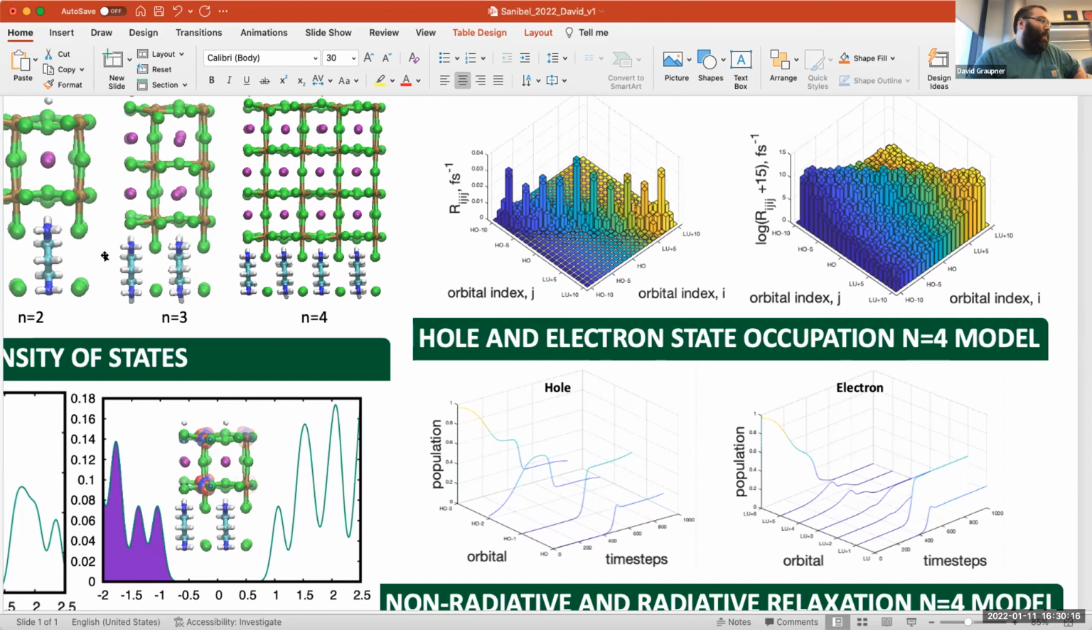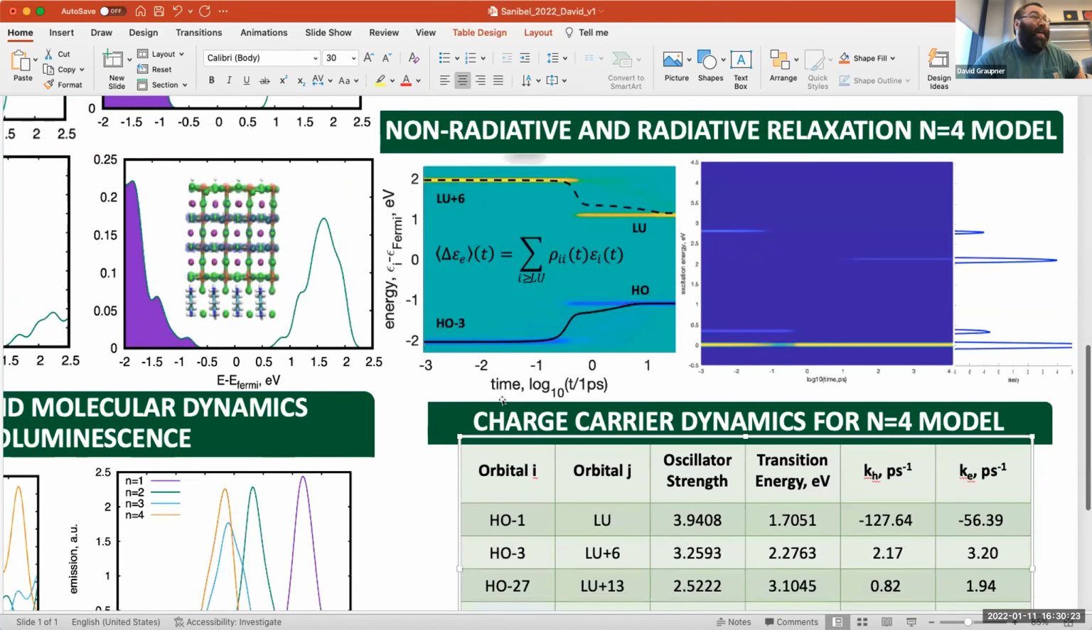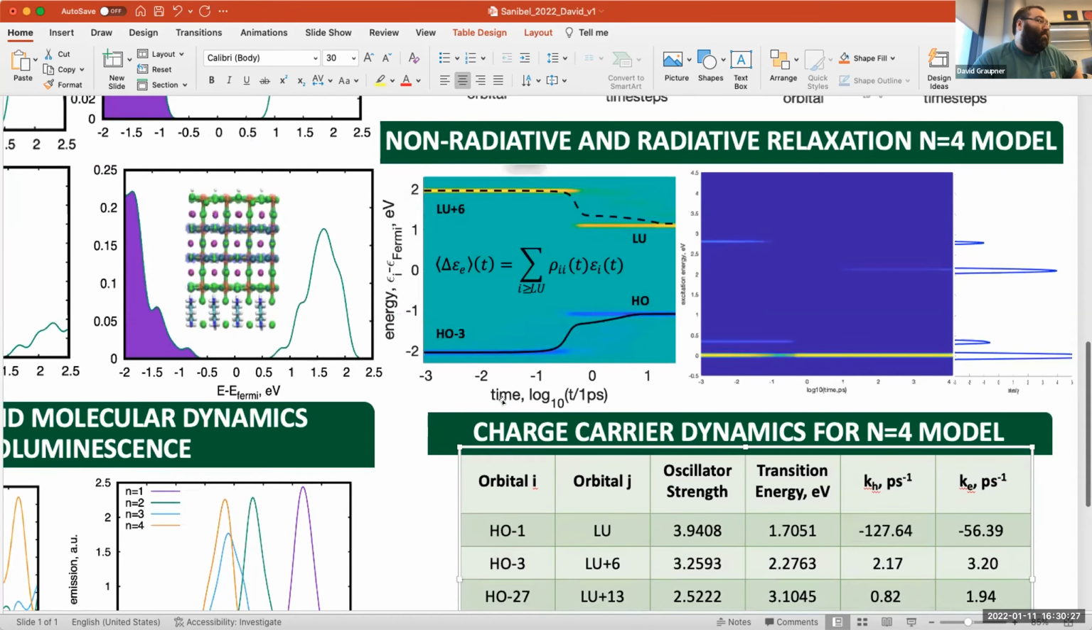Okay. David, for n equals 4, do you want to increase the font size of the blue text? Yes, I can do that. Thank you.